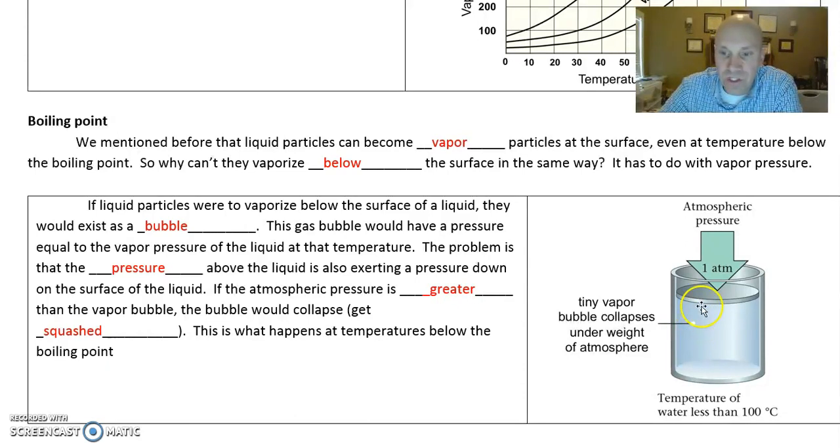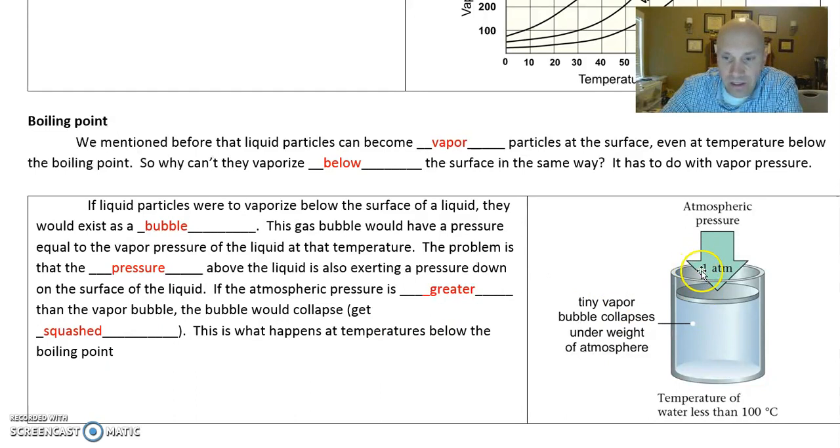The issue is that we have this atmospheric pressure pushing down on top of the water. So we have a full 1 atmosphere worth of pressure, which is 760 millimeters of mercury worth of pressure pushing down. Well, what if this bubble right here can only exert about 40 millimeters of mercury worth of pressure? This is a lot smaller pressure compared to what's pushing down on the top. And what happens when a high pressure pushes against a low pressure? The low pressure area is going to get squashed.